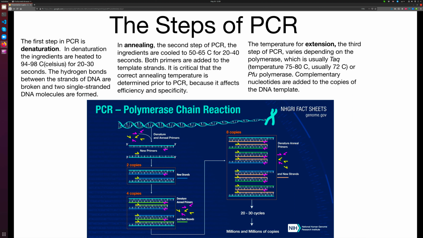So what are the steps of PCR? The first step in PCR is denaturation. In denaturation, the ingredients are heated to 94 to 98 Celsius for 20 to 30 seconds. The hydrogen bonds between the strands of DNA are broken and two single-stranded DNA molecules are formed.